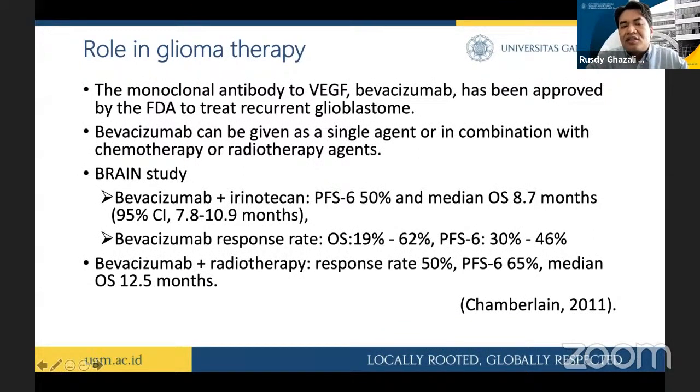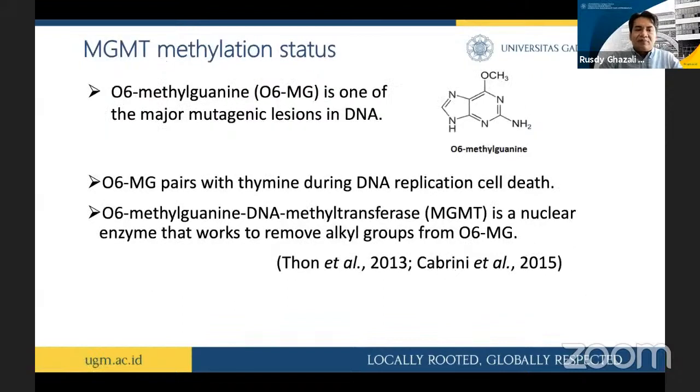However, this is not approved in Europe, because if you see the Kaplan-Meier curve, the difference is actually very minimal between these two groups. So Europe doesn't approve it, but the FDA approved this medicine for recurrent glioblastoma.